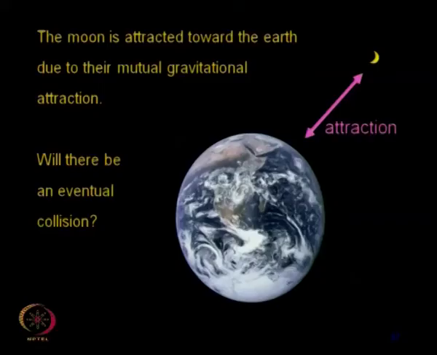So, will there be an eventual collision between the moon and the earth? Scary thought. You cannot switch off gravity, okay. If it is an electromagnetic interaction, you can put some insulators. What do you do for gravity? There is no insulator for gravity. Will there be an eventual collision? And I have some plans for tomorrow and also for the day after. So, when will this collision be, and if there won't be any, what is the reason?